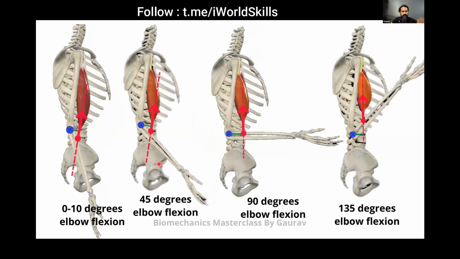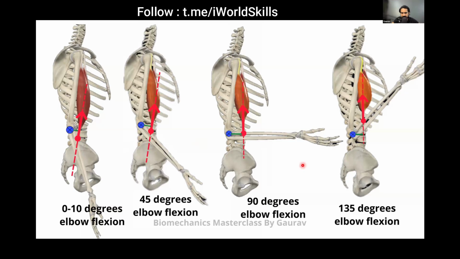Look what is happening. In the starting position, the internal moment arm is the shortest, which means the torque generating ability of the bicep muscle is the lowest. As you start flexing the elbow, the internal moment arm keeps getting longer and longer, which means the torque generating ability of the bicep muscle keeps increasing. At 90 degrees of elbow flexion, the internal moment arm is the longest, which means the torque generating ability of the bicep muscle is the maximum.